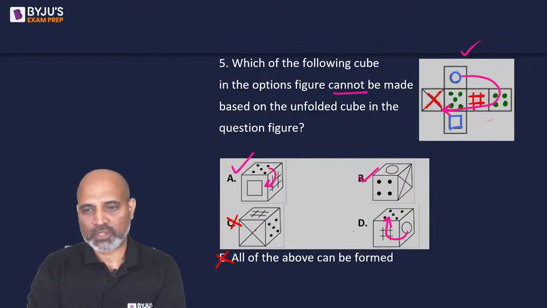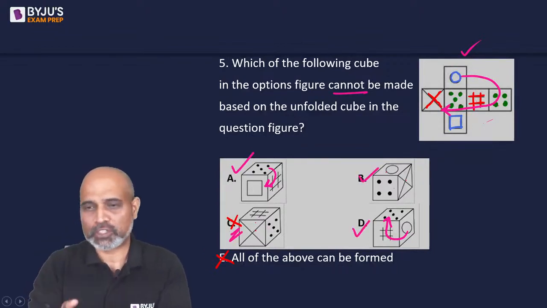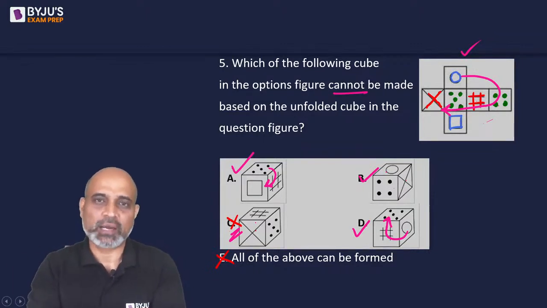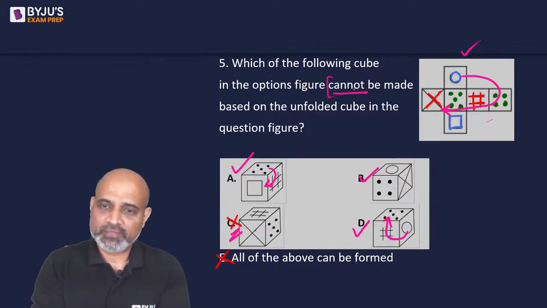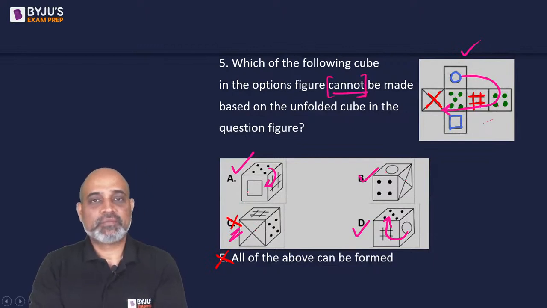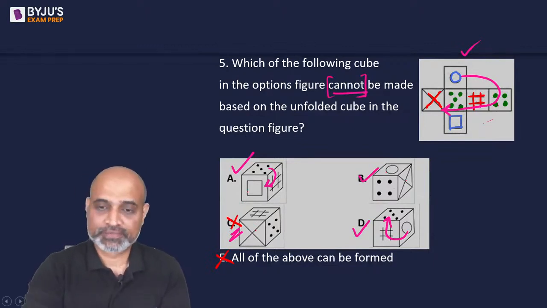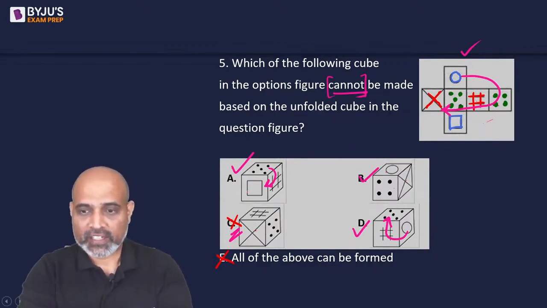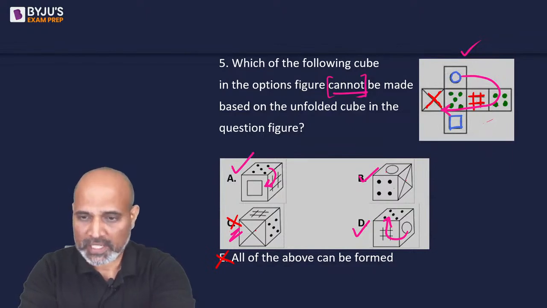So B is also possible, D is also possible, C cannot be. We are pretty sure that C is not possible because we see cross and hash simultaneously, right? See, in the hurry of reading, I misread cannot as can. Okay, so C is going to be the answer.